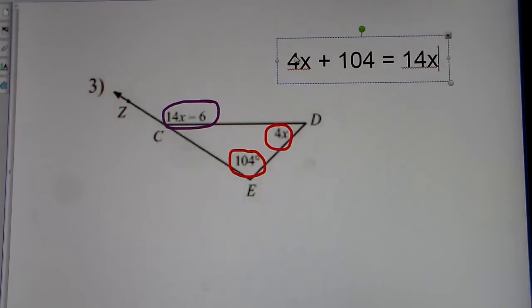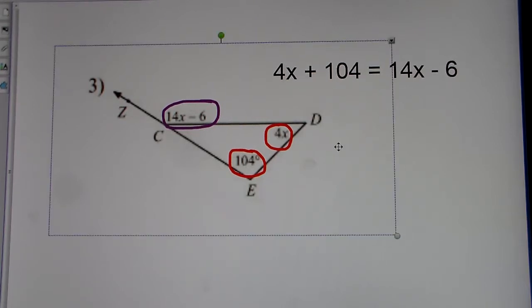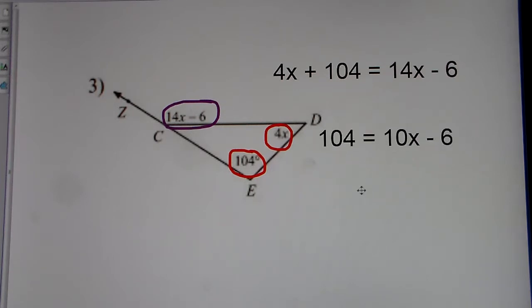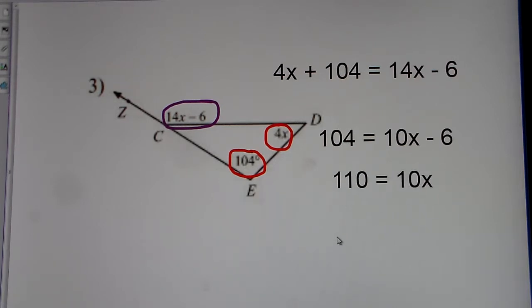equals 14x minus 6. Once again, we have variables on both sides, which you talked about in Algebra 1. You're going to subtract 4x from both sides. So you get 104 equals 10x minus 6. We add 6 to both sides. So you're going to get 110 equals 10x. And then you divide by 10 to both sides, and you're going to get x equals 11. Then that's how you do problem number 3.